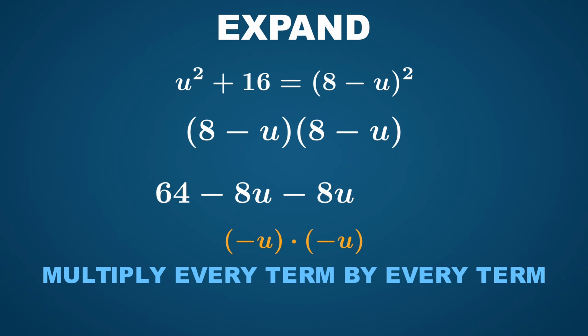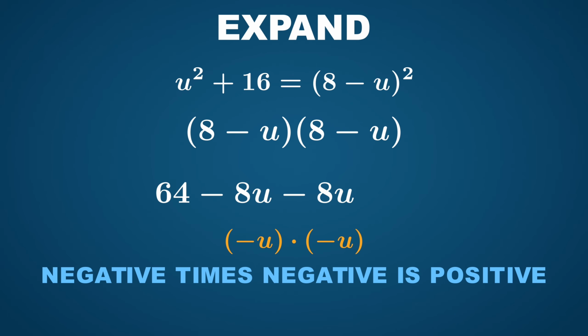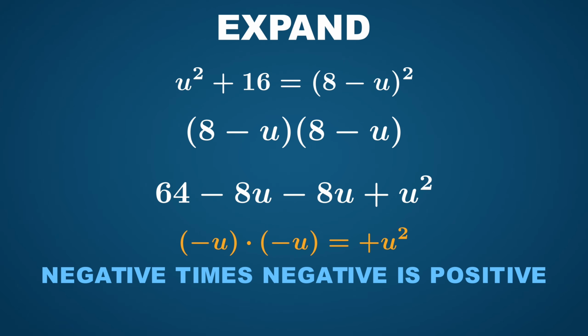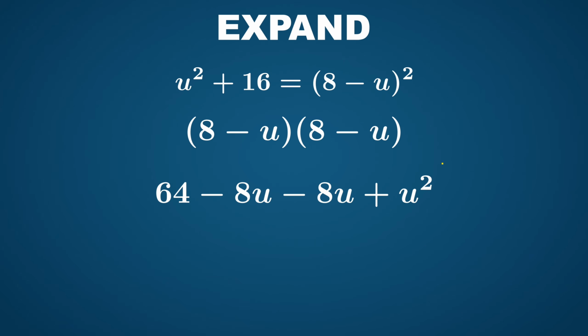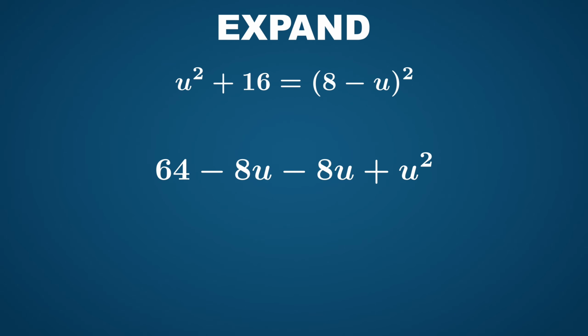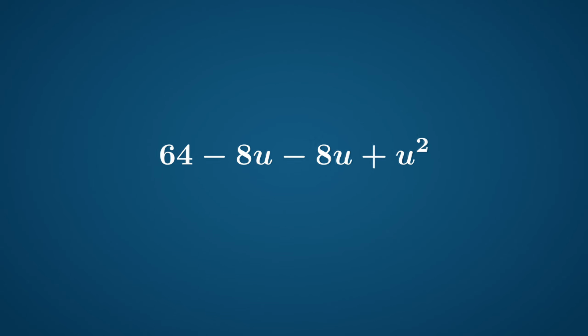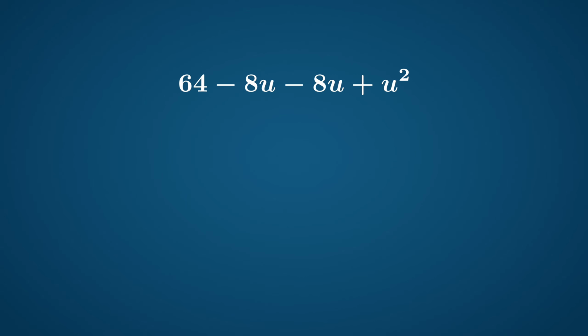Finally, we multiply the first negative variable u by the second negative variable u. When we multiply two negative quantities together, the resulting product is positive. Multiplying the variable u by another u produces a positive u squared term. We have now completed all 4 individual multiplication steps for our expansion. We can write down all of the resulting terms in a single long algebraic expression. The right side is 64 minus 8u plus u squared.